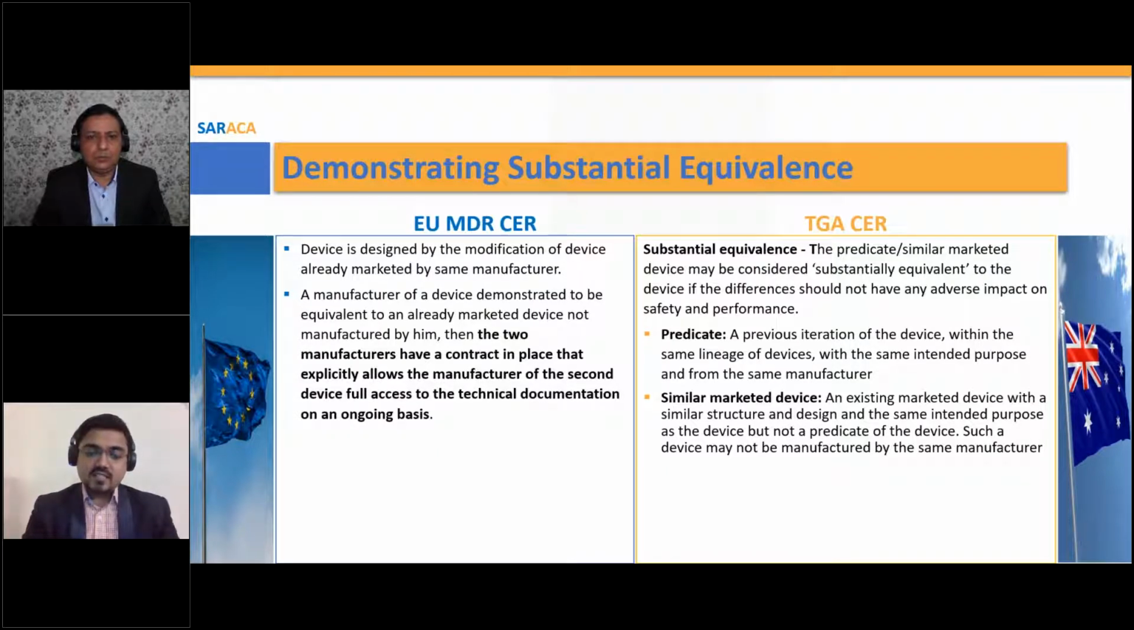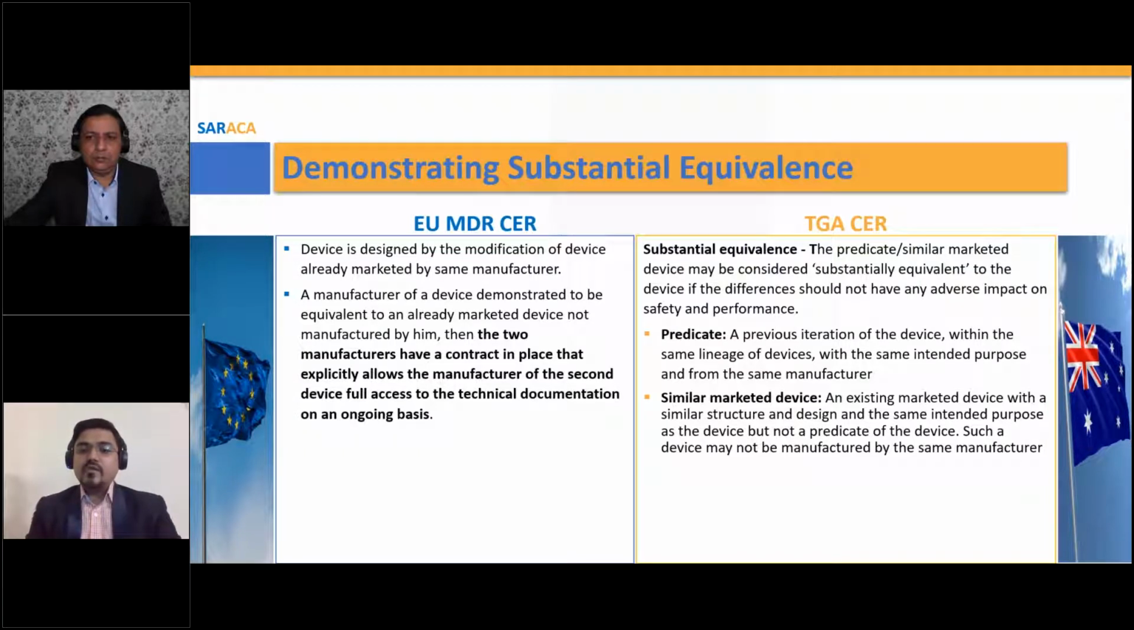The predicate is a device of the same manufacturer, which may be an iteration of your previous device, meaning a device which is already in the market and you have made a modification, then you are launching that modified device in the market. Then you can take the earlier predicate device as a predicate, as a substantial equivalence. And at the same time, you can also take a similar marketed device as a substantial equivalent device in the TGA. So here comes the difference.